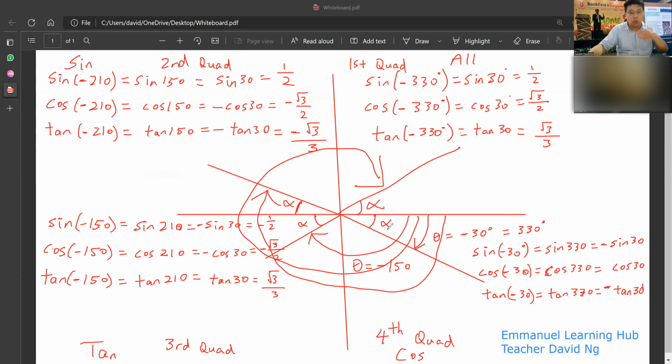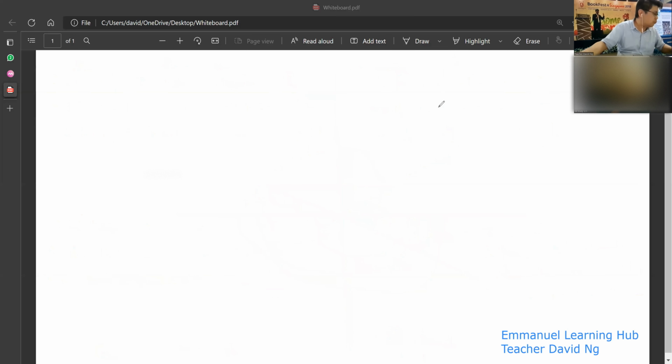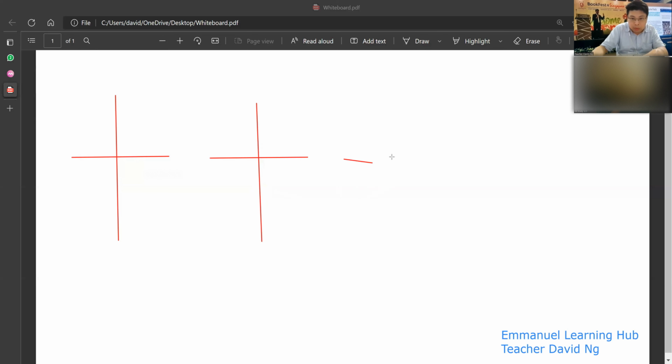Okay, the next one I want to show you is this. Same thing, all four quadrants again. How should I show you? Might I show like that better? Okay, I'm going to draw four of these to represent the four quadrants.